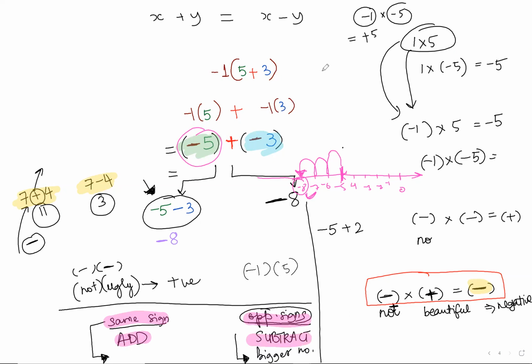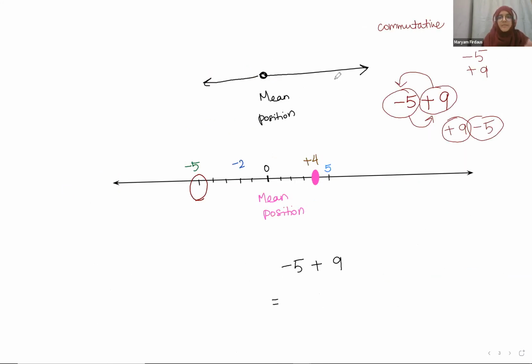Because they are of different signs, we have to subtract them. Very good. When you subtract, you take the bigger number and subtract the smaller number from it. So what do you do? 9 minus 5, which is 4. Which sign will come next to it? Positive, because 9 is bigger.